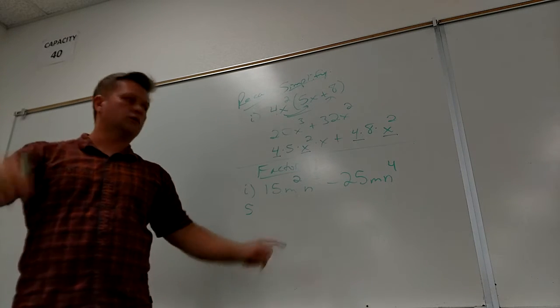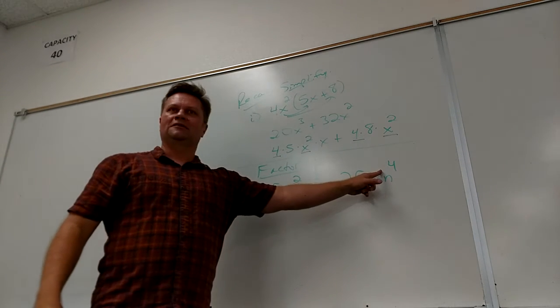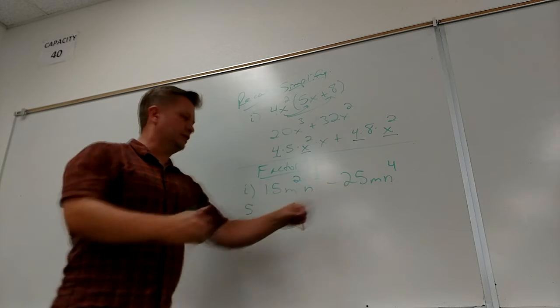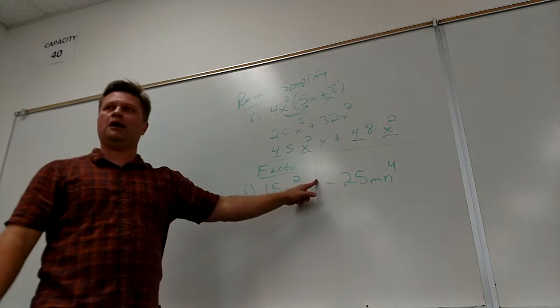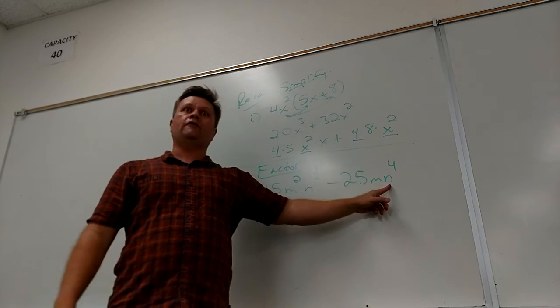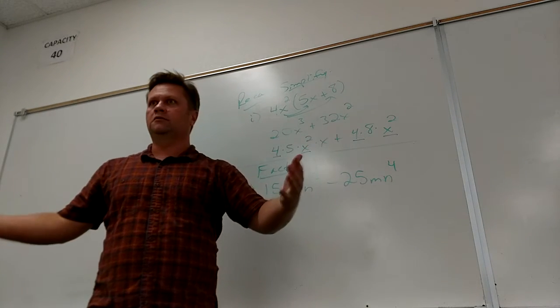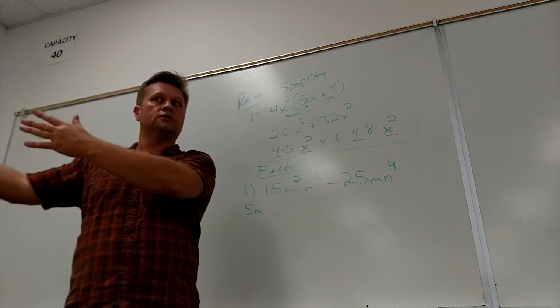Notice the shortcut here. The lower power is the one you can take out. So I can take out an M. And how about the N's? 3, because that's the lower power. He's definitely got 3 because he's got 4. So they can both give N cubed.